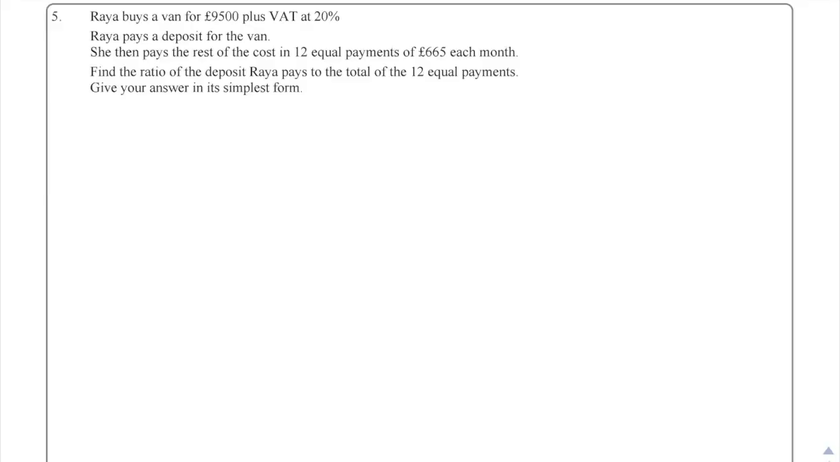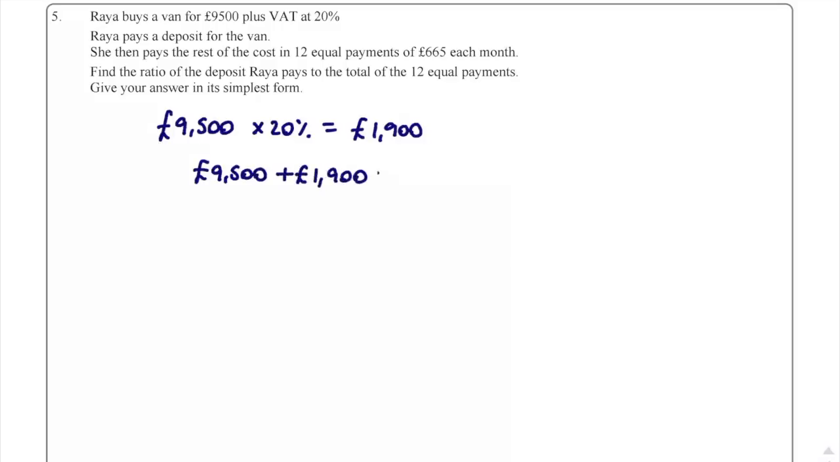Okay, so what we can do is work out the total cost of the van by first working out the VAT charged on the van. That's going to be £9,500 multiplied by 20%, which is £1,900. We want to add that onto £9,500, so we're going to get £11,400.